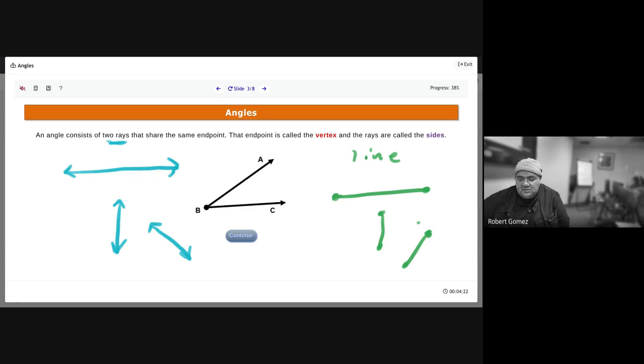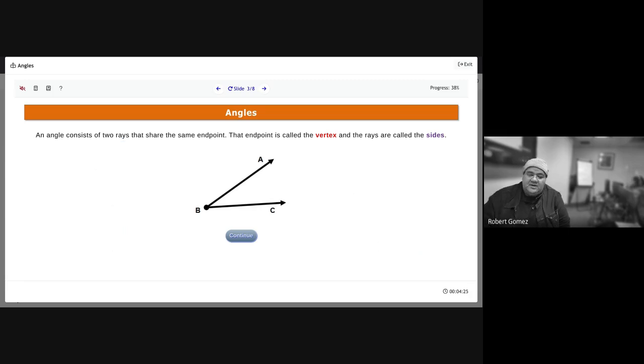Now, in this figure right here, we have two rays. These do count as rays because they just go on forever and ever. These two rays do share an endpoint, but they are still rays. It's not a line. Now this endpoint that they both share is called a vertex. So that is where they meet.